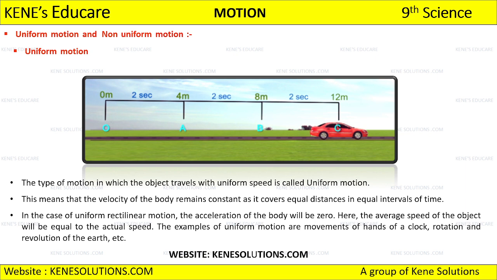What will happen over here? The average speed of the object will be equal to the actual speed. Examples of uniform motion are the movement of the hands of a clock, and the rotation and revolution of the earth. Rotation and revolution of the earth is again an example of motion taking place, but what kind of motion is it? It is uniform motion. So I want you all to draw the picture just for your understanding, and write a few points with respect to it.